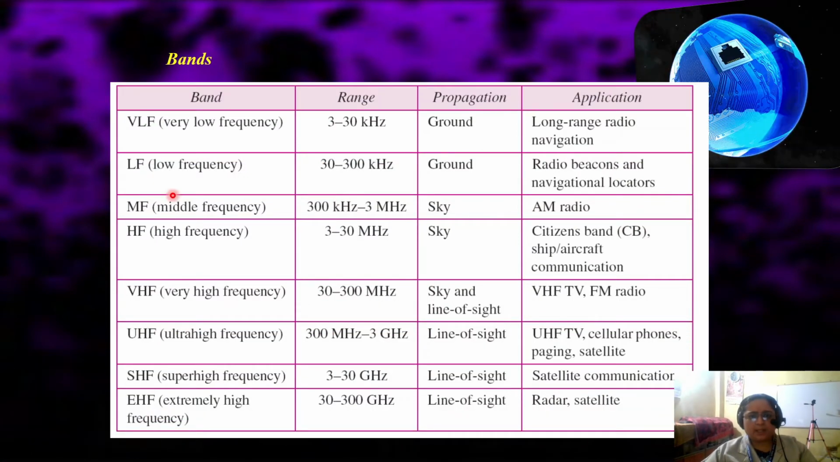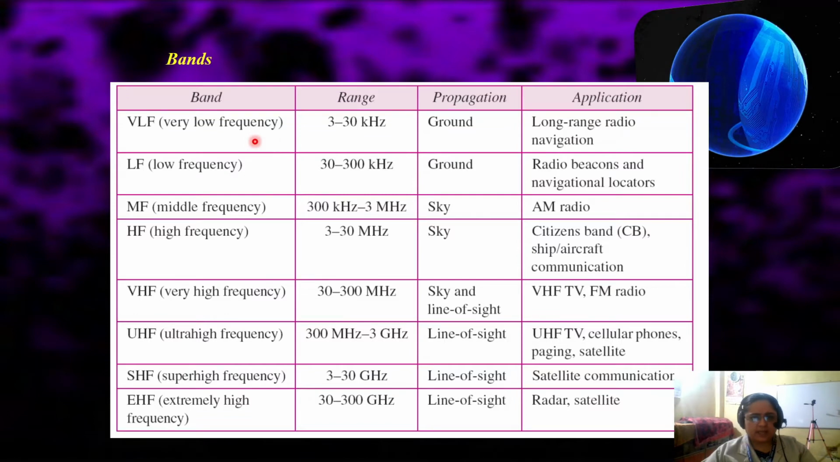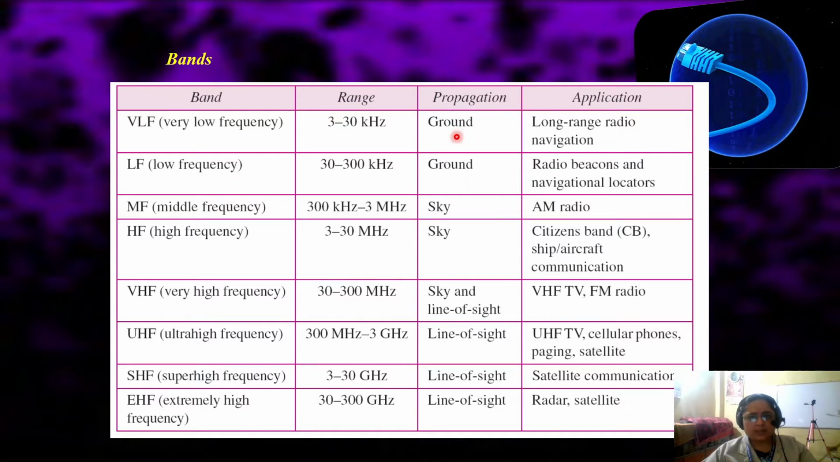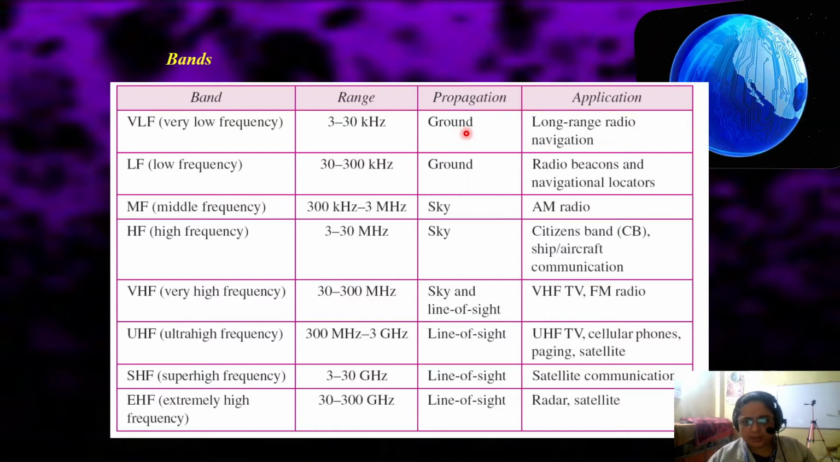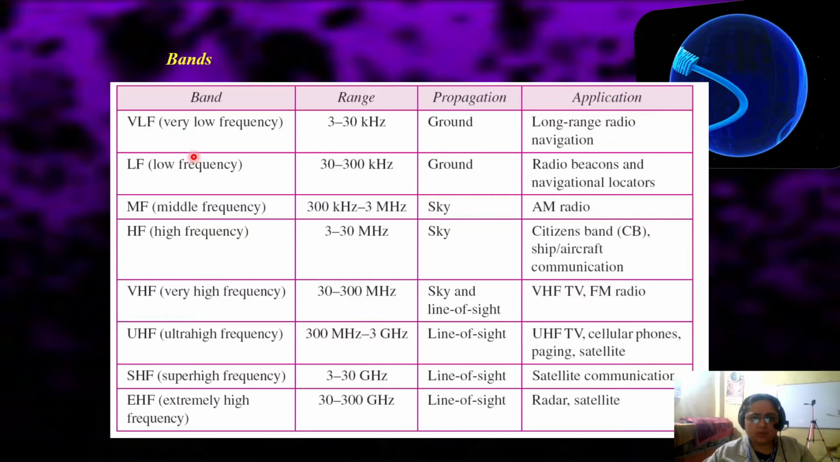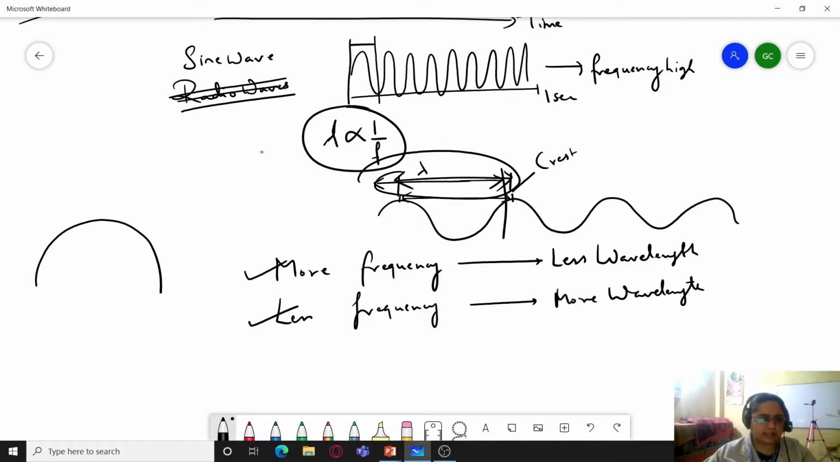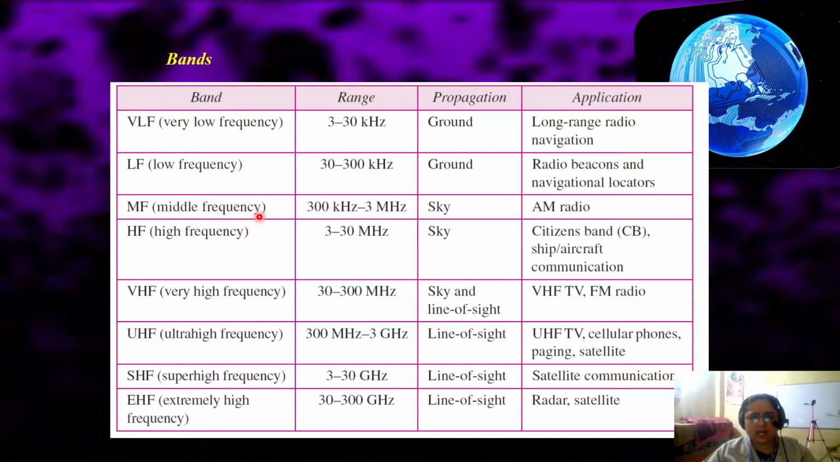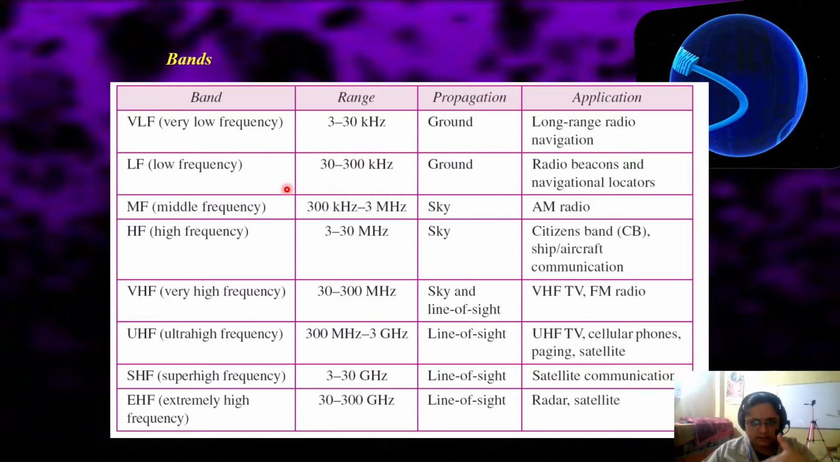These waves propagate at different frequencies. Like very low frequency, its range is 3 to 30 kilohertz, and usually its propagation is ground propagation. That is, it usually travels along the curvature of the earth. Because it has a longer wavelength, it can travel longer distances without needing any specific device to help its propagation. So normally these waves travel closer to the Earth's surface.